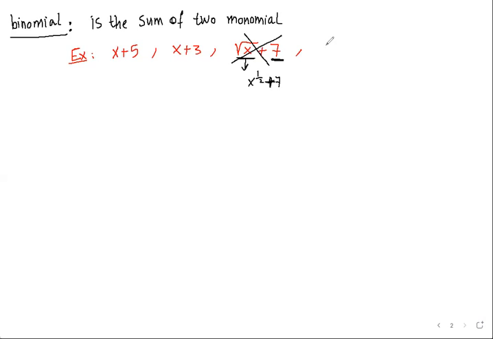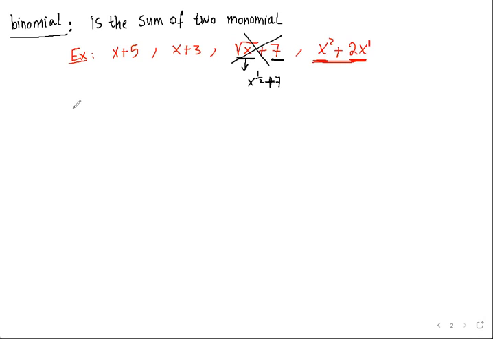Another example. What about x squared plus 7 or plus 2x? Is it a binomial? Yes. Why? Because the first term is a monomial. Here it's a natural number, the number 2, and here to the power 1. Actually, it's to the power 1. So this is also a binomial.